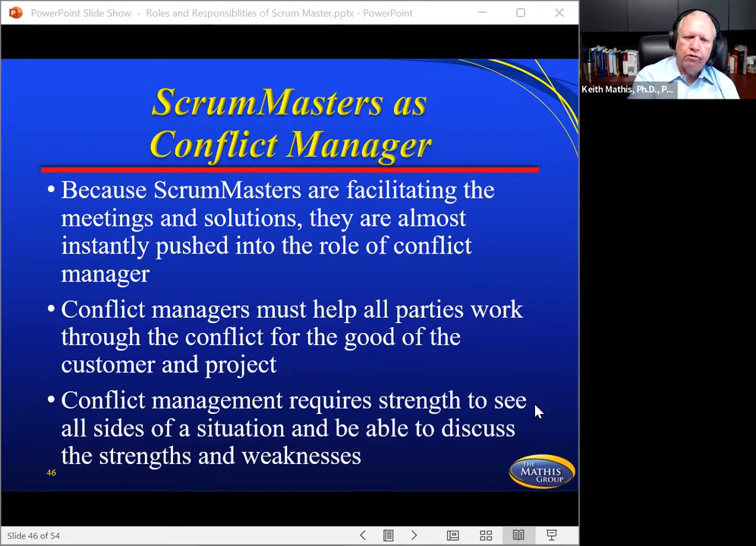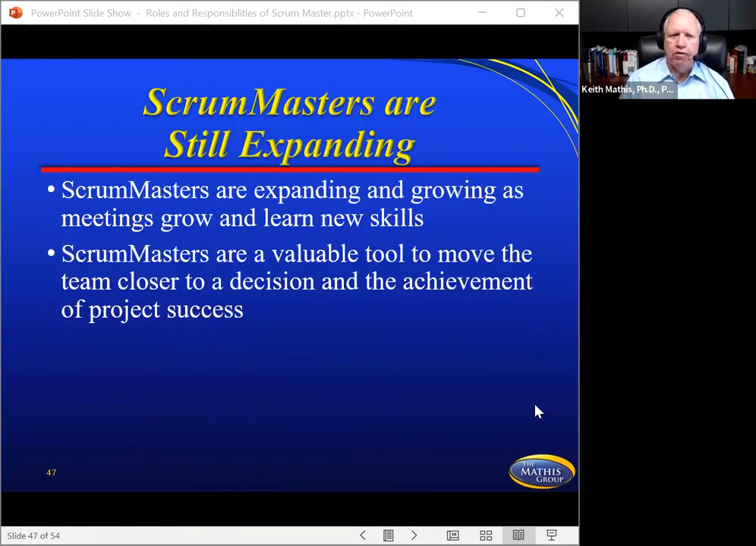So conflict managers have to help the parties work through the conflict, talk about it, separate the ideas so that we get the real stuff out on the table and then be able to make a decision. It requires strength to see both sides. And in the middle of facilitation, you're trying not to tip your hand that you agree with one side more than the others. And yet, with all that we've said about this, Scrum Masters are still expanding.